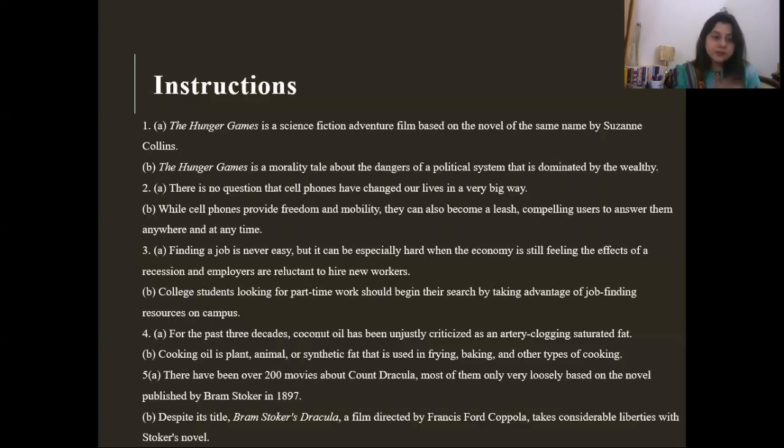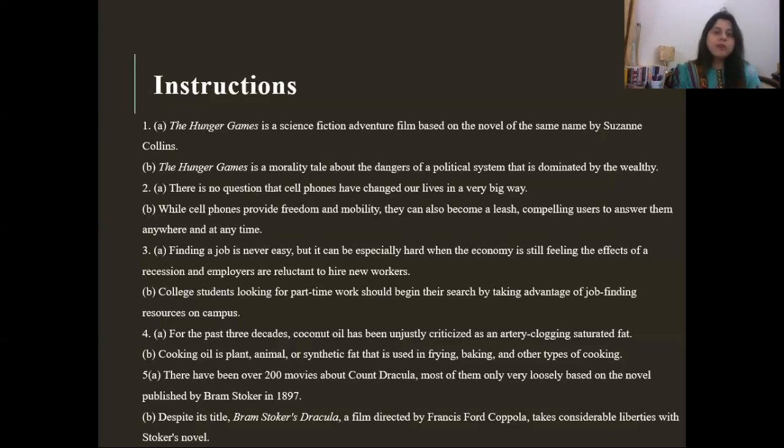The writer in the first thesis statement, A, is saying that it's a science fiction adventure film. It's telling the genre of the film, and it tells that it is based on the novel of the same name. So there are two pieces of information given in this thesis statement: that it's a science fiction adventure, and that it's based on a novel of the same name, written by the writer whose name has been given. So this is the first thesis statement, A, and now I'm going to read the second one.